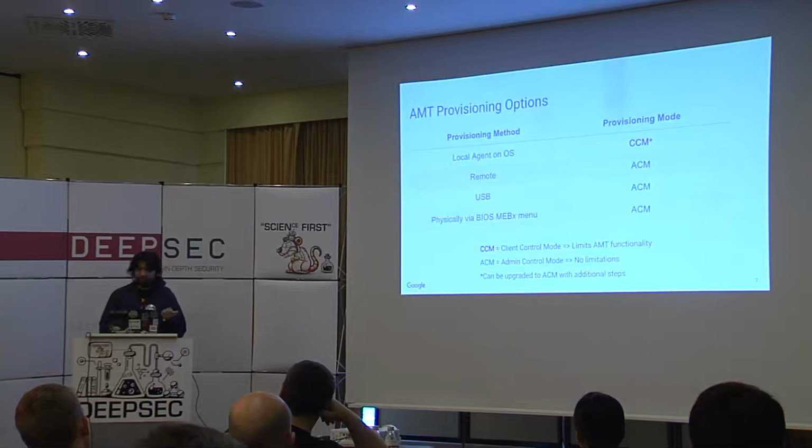The third option is setting up via USB. You place a setup.bin file on a FAT32 USB, and you can configure AMT at boot time. Finally, provisioning can be done physically via the BIOS MEBX menu. This is 10 easy to follow steps that we carry out in about 30 seconds.